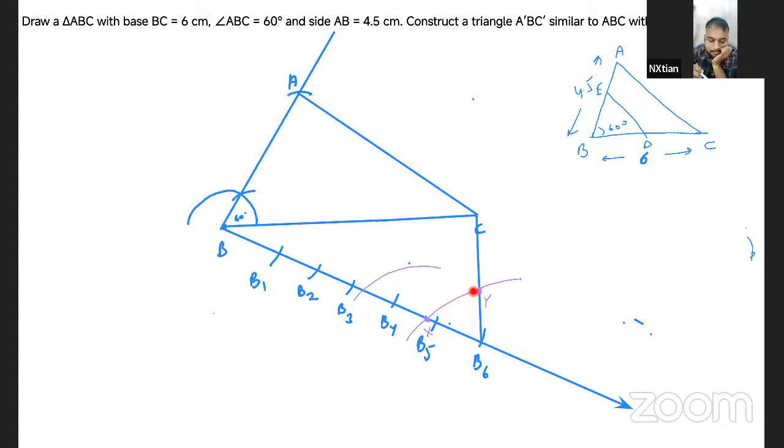Okay. And then put the tip of the compass on P. Where is the P point? Here is the P point. Put the compass on P and then just cut an arc and it will become Q. And then just take B5, this Q point and this thing.